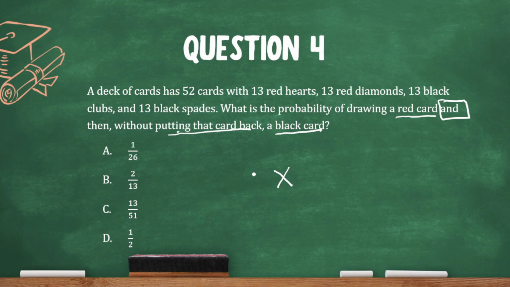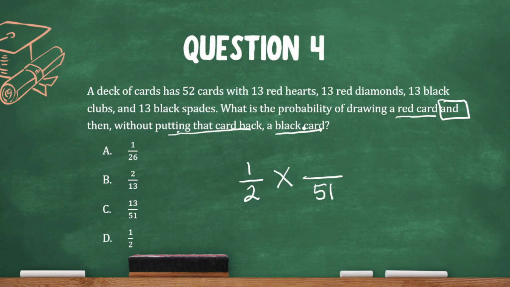So first, what's the probability of drawing a red card? We already figured that out. It was 1/2, right? We could go ahead and do that again, 26/52, and reduce the fraction. So now, this is important, we're not putting that card back. So for our next probability, we know we only have 51 cards this time.